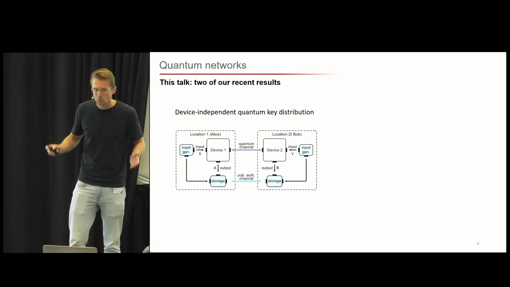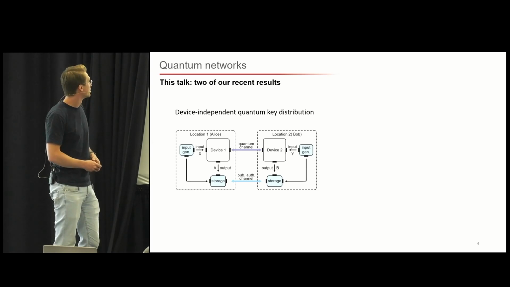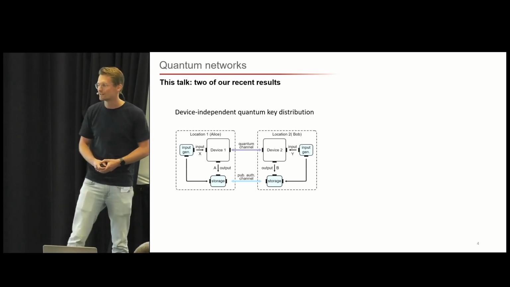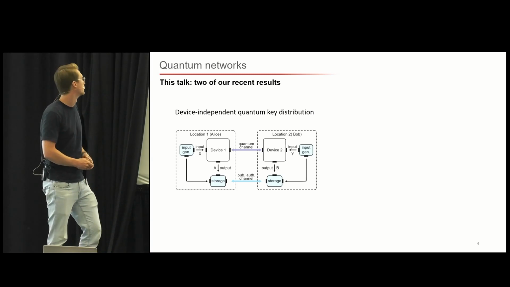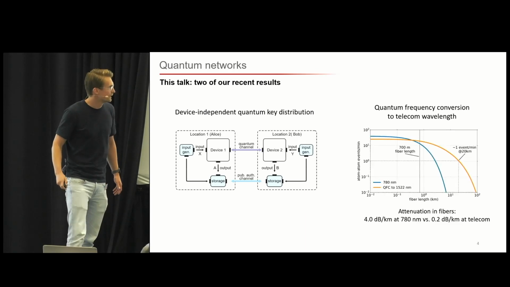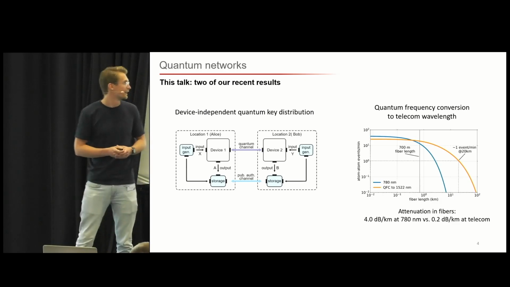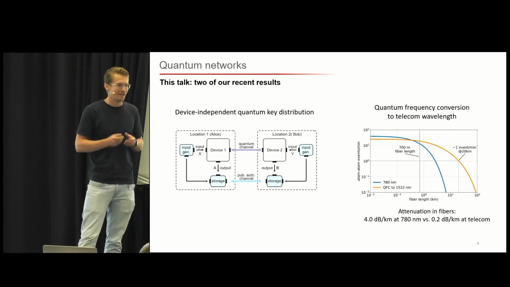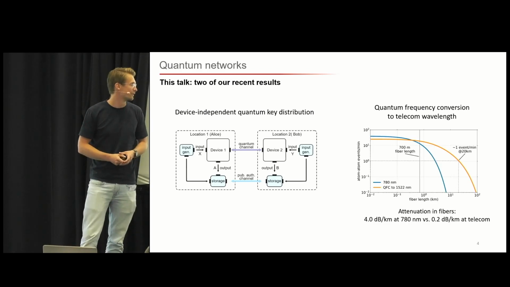I will be talking about two recent results in our group. One is about quantum key distribution. We already had a nice introduction in the previous talk, and this will be a more advanced way of QKD, which is device-independent QKD. The second part of the talk was actually nicely introduced also by Andreas Reiserer. When you work with rubidium and send the photons at 780 nanometers through optical fibers, you have a lot of losses.